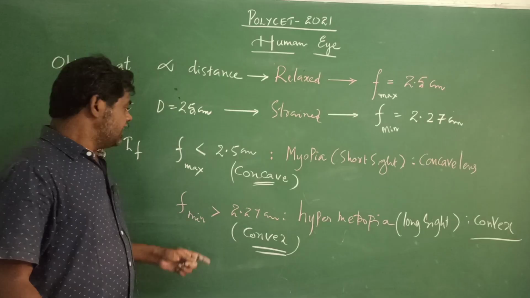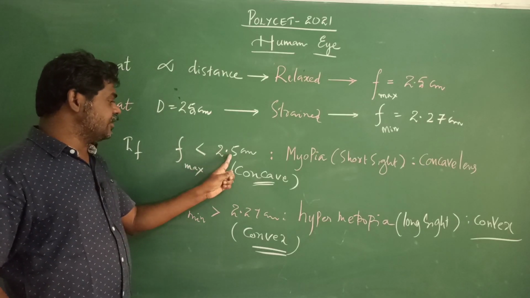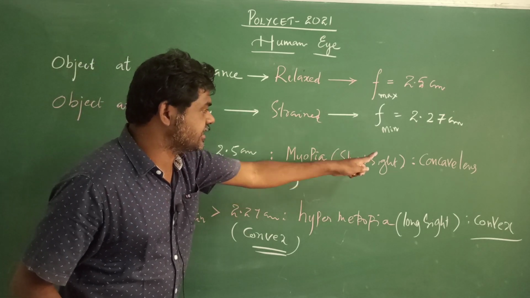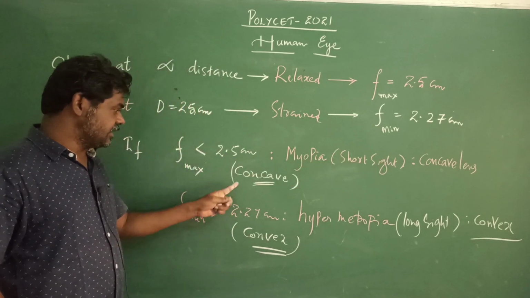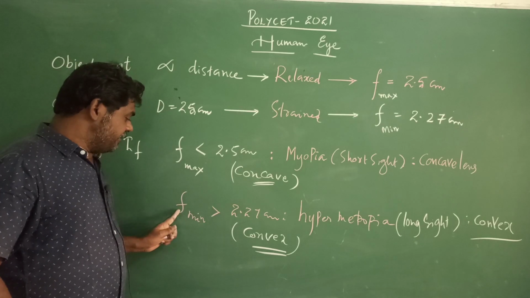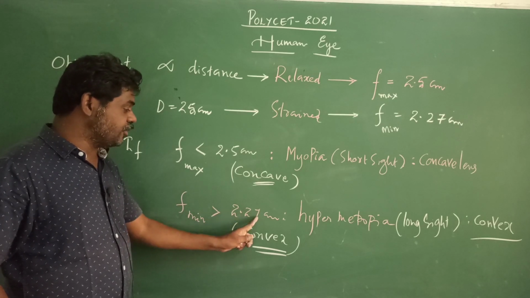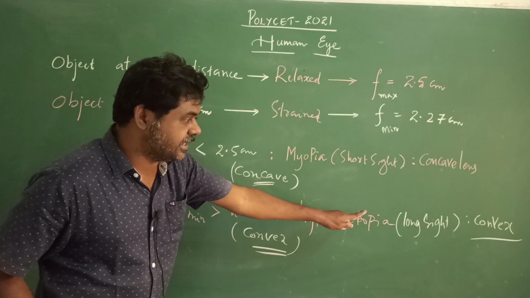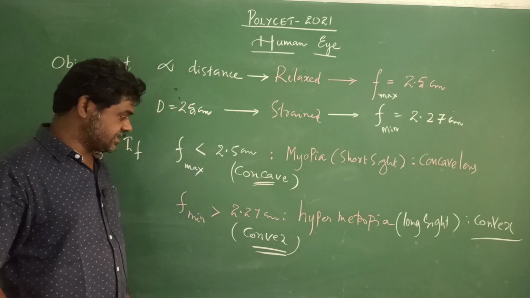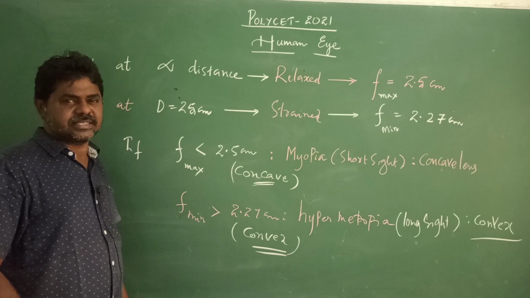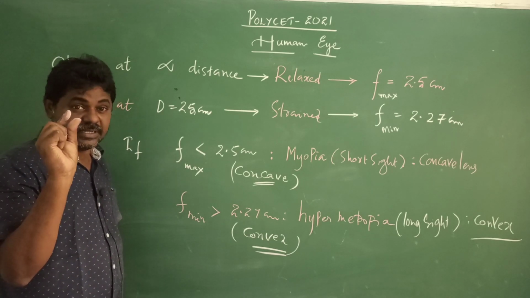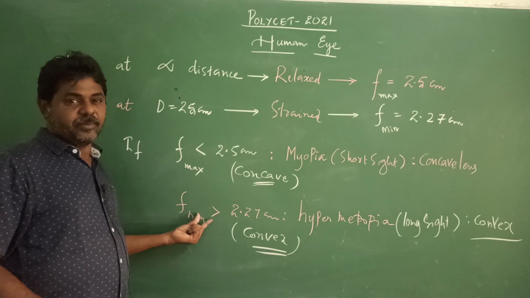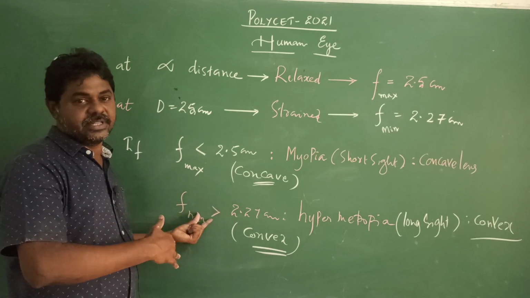Okay, if the maximum focal length is less than 2.5 centimeters, the defect is myopia, which is known as short-sightedness. Remedy is concave lens. Minimum focal length is greater than 2.27 centimeters. That defect is hypermetropia, which is known as long-sightedness. Remedy is convex lens. Okay, convex lens. Reading lens is the example for convex lens. అంటే భూతద్దాలు అంటాం కదా, చాలా థిక్గా ఉంటాయి. But this defect is very rare in young people, ఏజ్తో వస్తుంది ఇది ఎక్కువ.